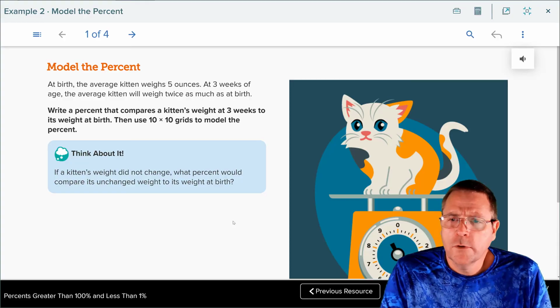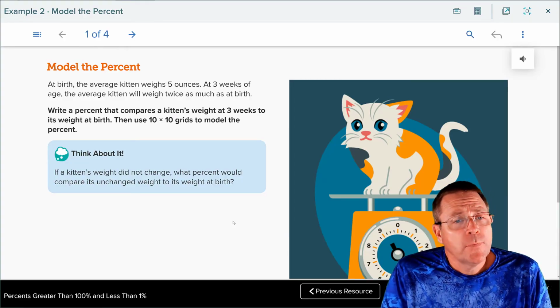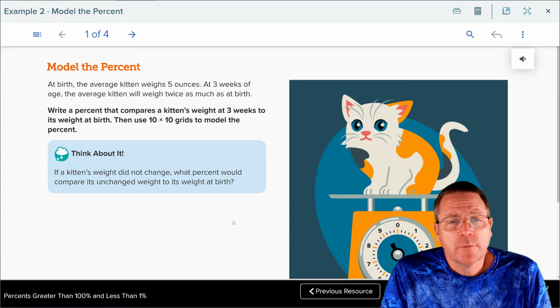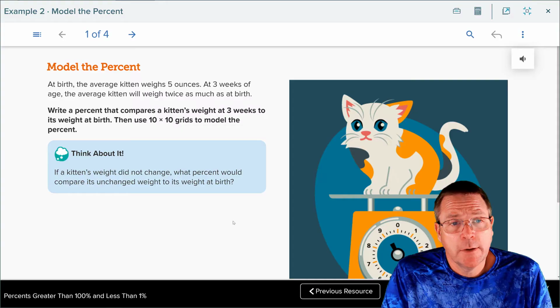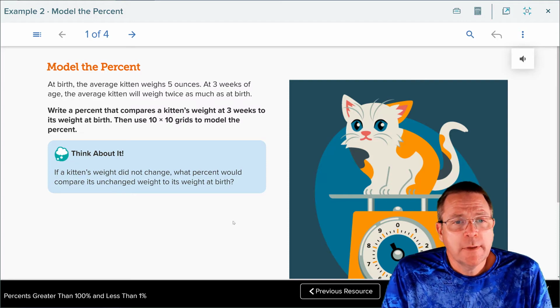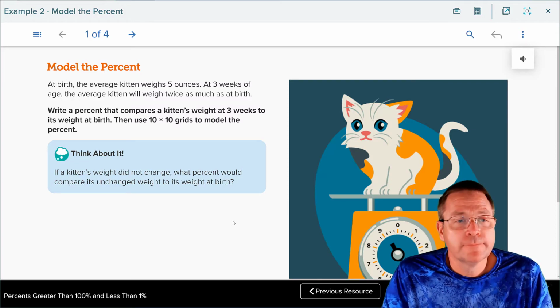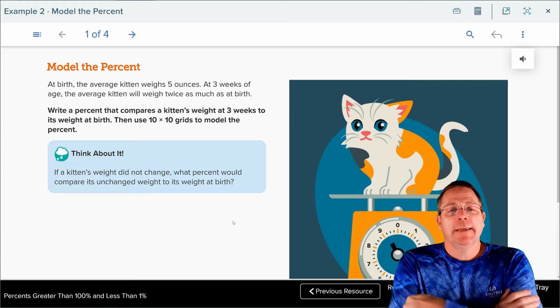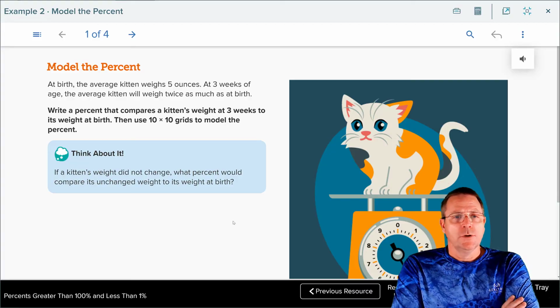Oh, look, it's a kitten sitting on a scale. At birth, the average kitten weighs 5 ounces. At 3 weeks of age, the average kitten will weigh twice as much as at birth. Write a percent that compares the kitten's weight at 3 weeks to its weight at birth. Use 10 by 10 grids to model the percent.